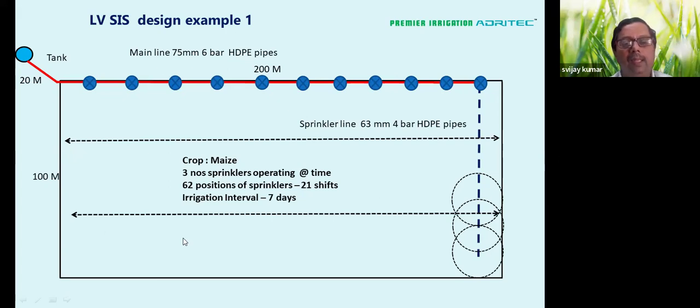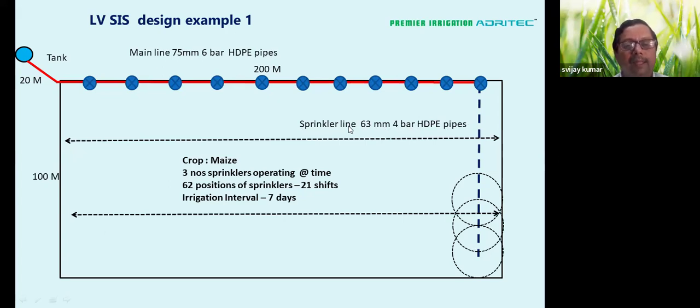And the irrigation interval is 7 days. So here, going by the hydraulics of the design that is available, a 75 millimeter 6 bar high density polyethylene pipe can be taken over here, and a sprinkler line of 63 millimeters 4 bar high density polyethylene can be done. How to do the hydraulics and the discharge calculation, I had given to you in my earlier webinars also, how do we select.